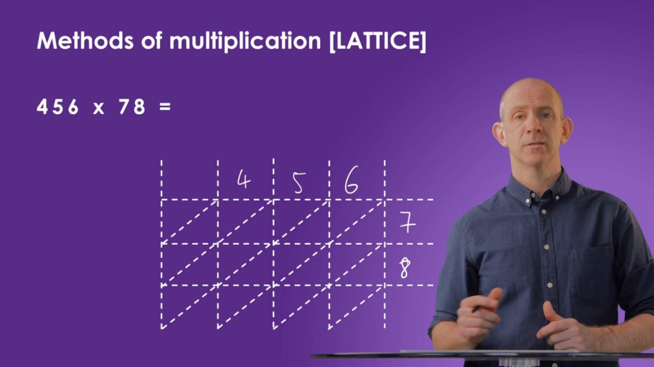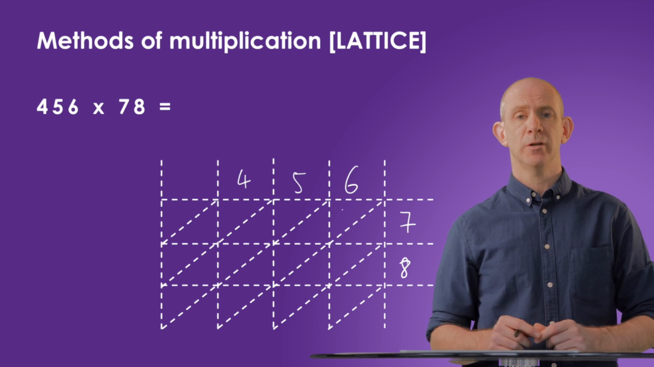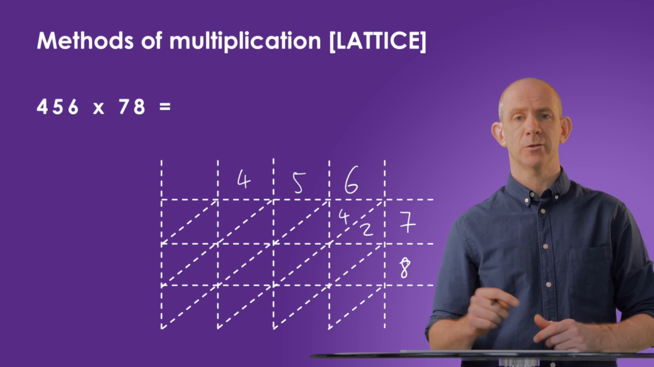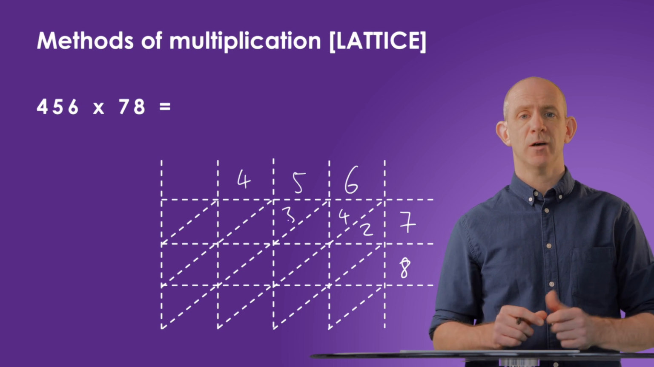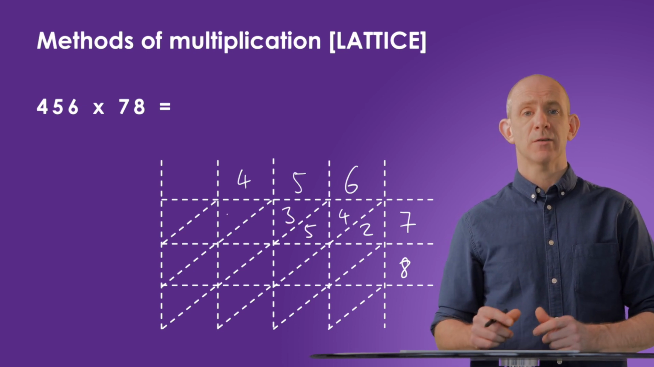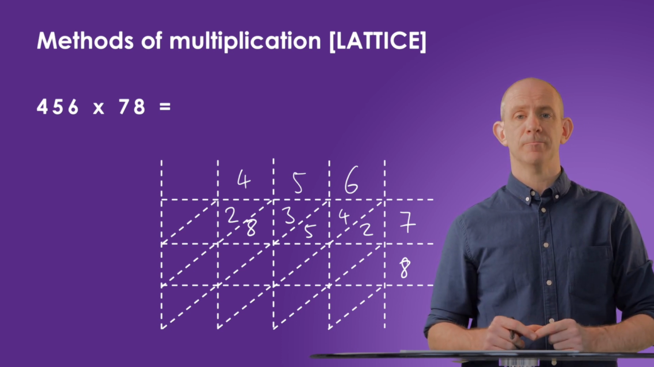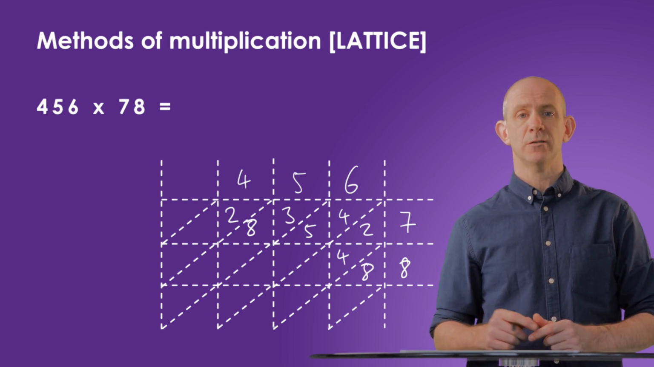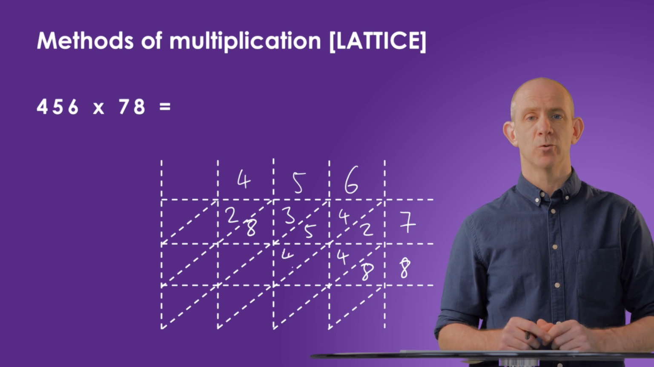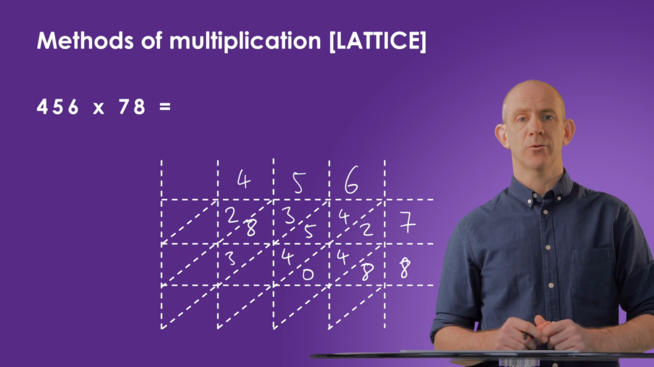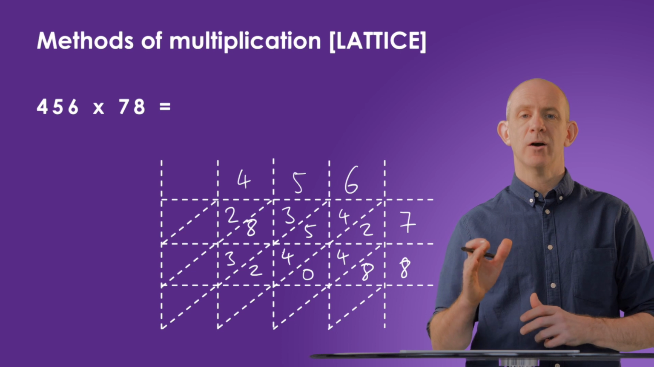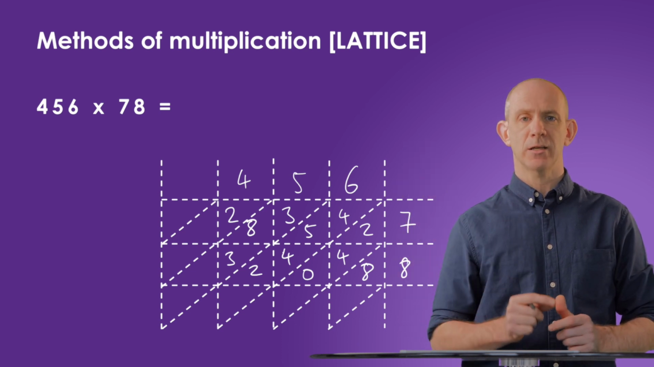diagonal box. 7 times 6 would be 42, and you write the 4 at the top and the 2 in the bottom. 7 times 5 would be 35, 7 times 4 is 28, and then you can move on to the next row down. 8 times 6 would give 48, 8 times 5 would give 40, and 8 times 4 would give 32. Now we add these up diagonally across.